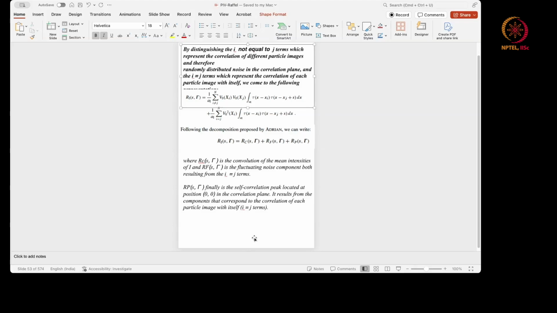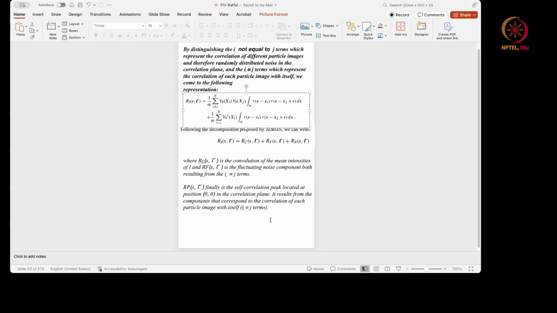Okay, the i not equal to j terms represent the correlation of the different particle images, and therefore randomly distributed particles and randomly distributed noise in the correlation plane. And the i equal to j terms now represent the correlation of each particle image with itself. So if we look at this particular situation, which is R_i(s, tau), we write it.